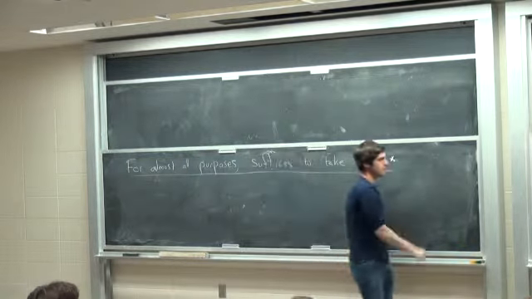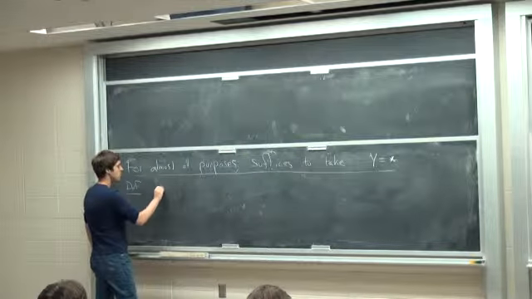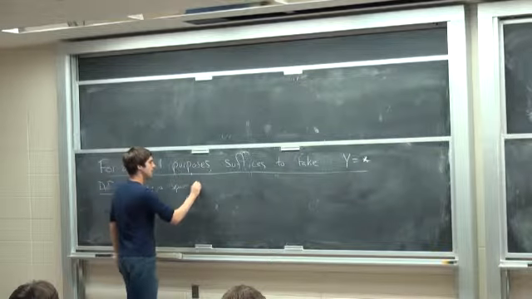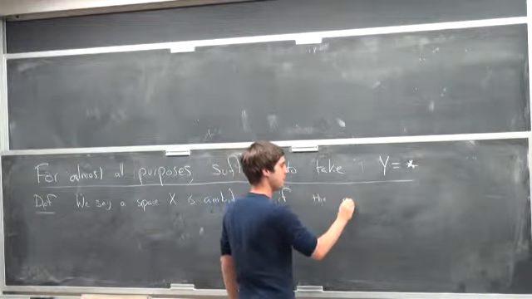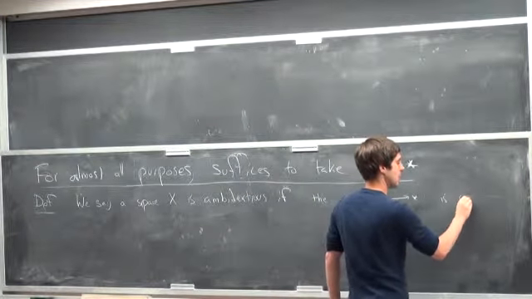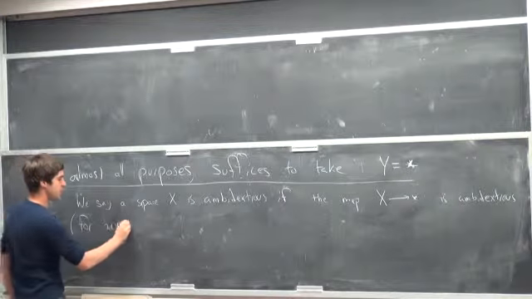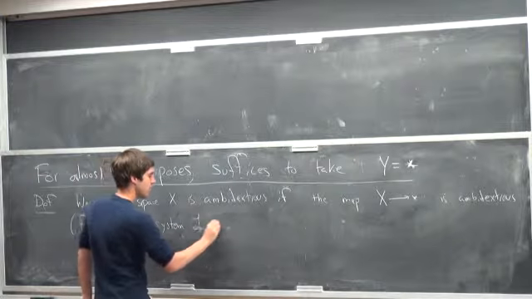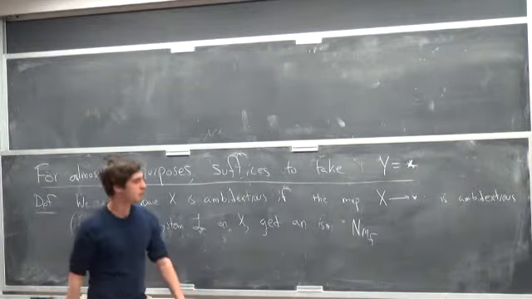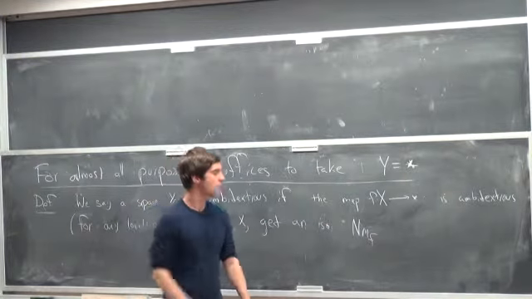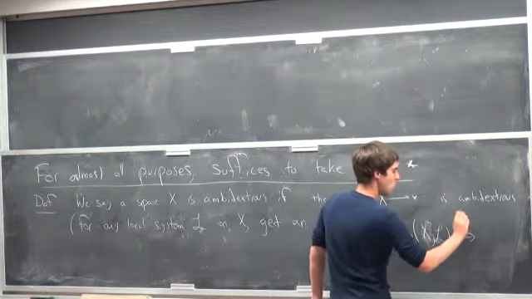And let me make another definition. To emphasize the case where Y is a point, we will say a space X is ambidextrous if the projection map from X to a point is ambidextrous. So then, in that case, for any local system L on X, we get an isomorphism. If you look at what this norm map is doing for the projection from X to a point, this is giving you an isomorphism between what I called earlier the homology of X with coefficients in L to the cohomology of X with coefficients in L.